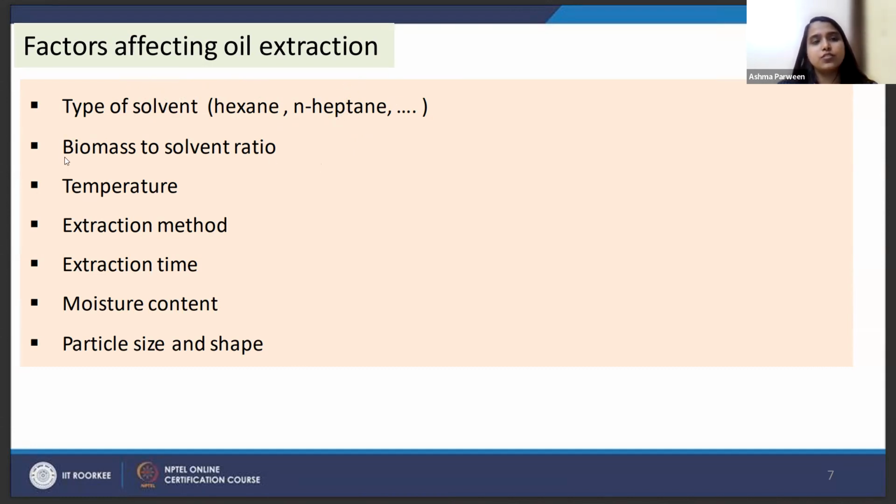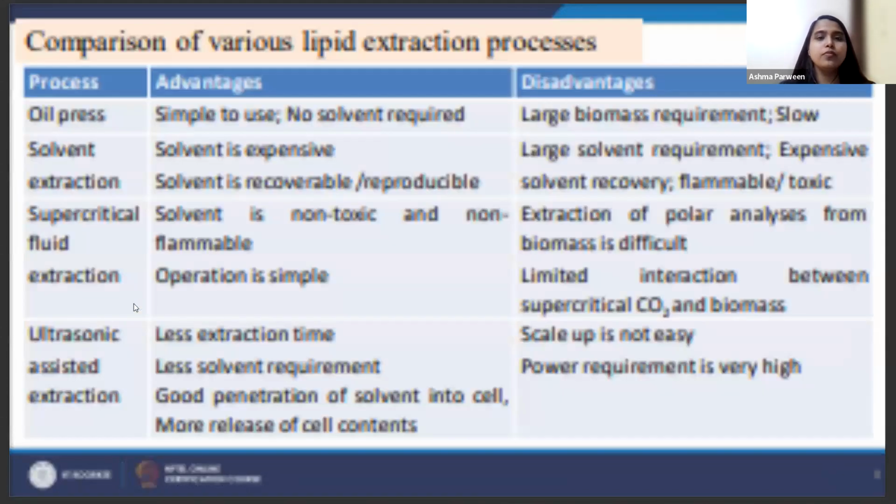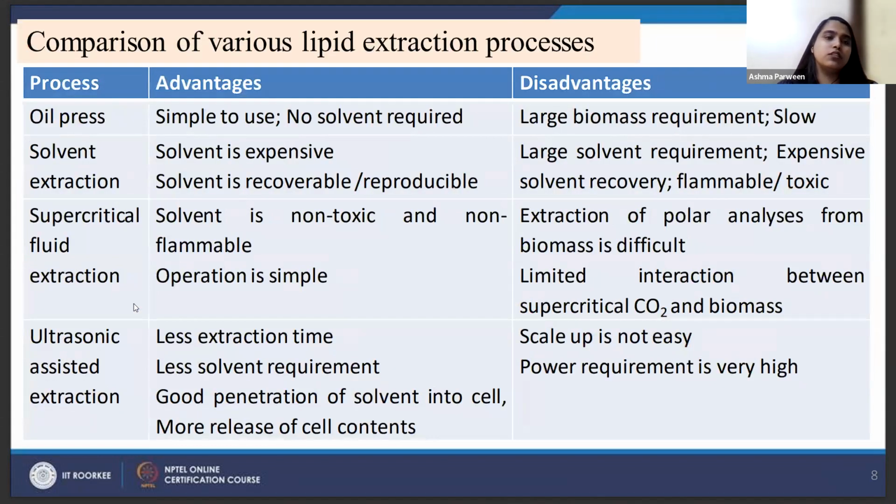So next factor which affects the bio oil extraction is biomass to solvent ratio. Next is the temperature. It should be optimum. Then what is the method used for extraction of the oil? Then what is the extraction time, moisture content, and particle size and shape? So here is the comparison of various lipid extraction processes. First is the oil press. It is simple to use.